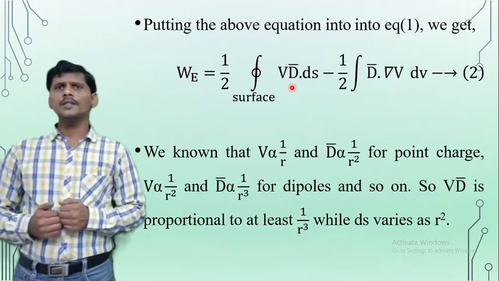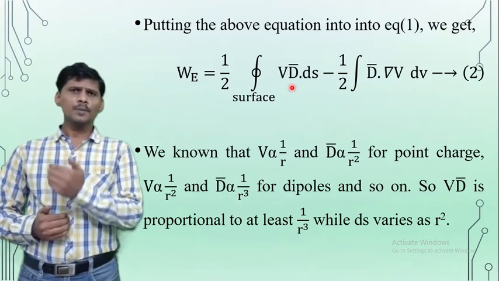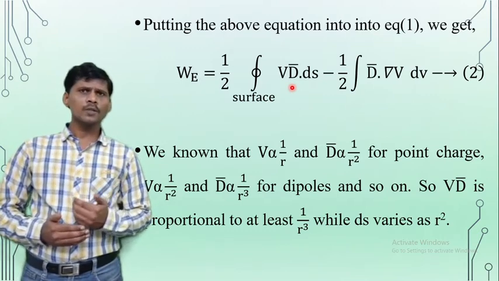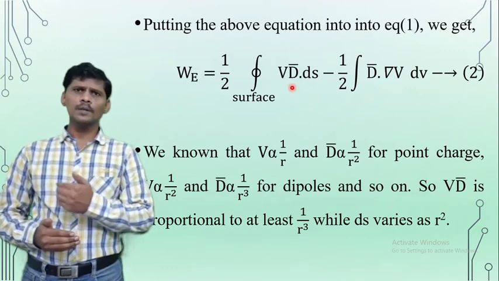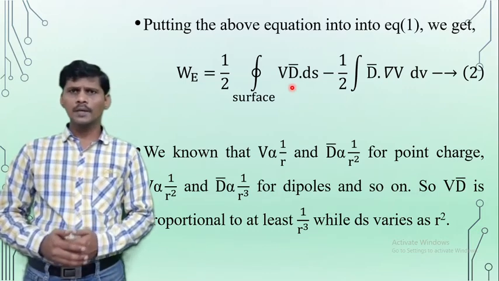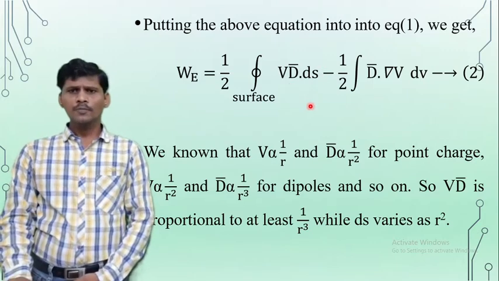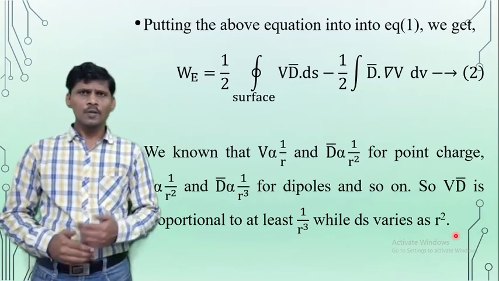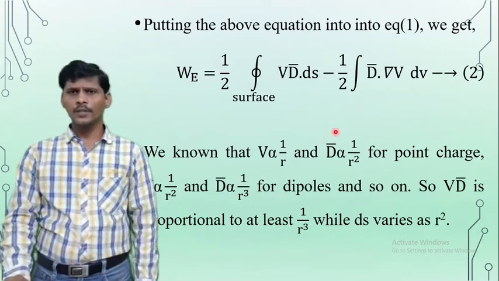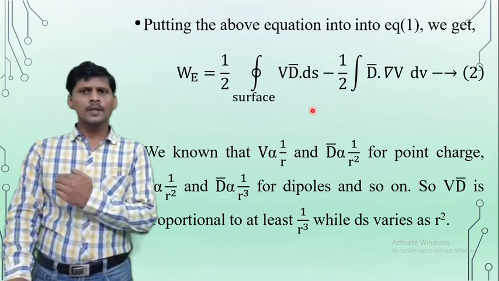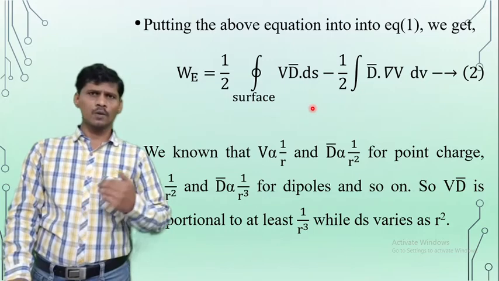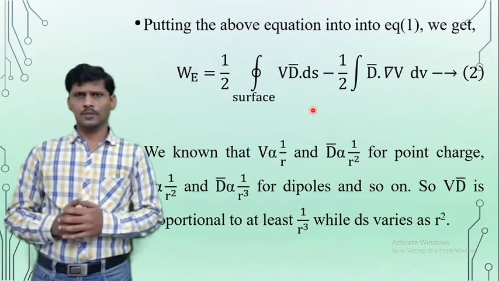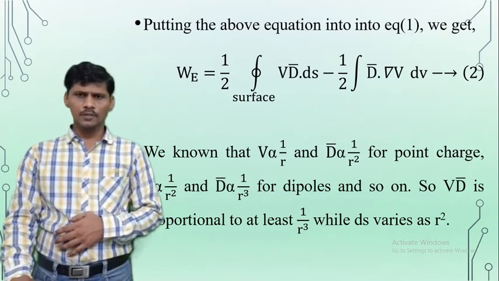For point charges, the potential is directly proportional to 1 by r, and the flux density is directly proportional to 1 by r square, so the product of V into d bar is directly proportional to 1 by r cube. The differential surface ds varies as r square. So 1 by r cube into r square gives 1 by r.